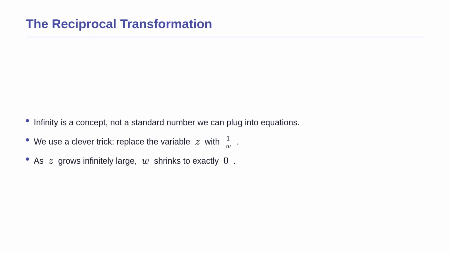It means replacing our original variable with the number 1 divided by a new temporary variable. Think about it. If our original variable grows infinitely large, the new variable must shrink to exactly 0. This brilliant substitution allows us to rewrite any intimidating limit involving infinity as a simple limit approaching 0. We already know how to solve limits at 0 using basic algebra.